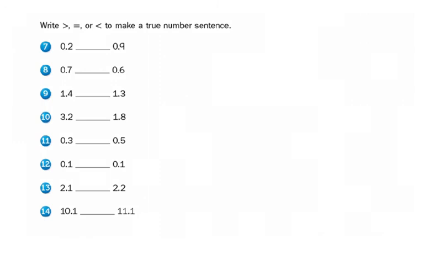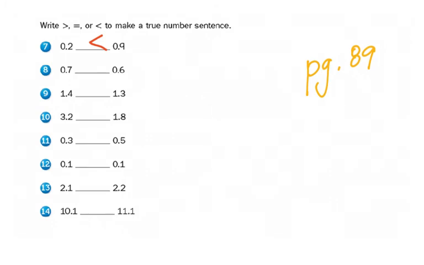Now we're going to take a look at the bottom of journal page 89. We're going to put a greater than, equal, or less than sign to make the number sentences true. Here's how I would go about doing it. Go ahead and compare the whole number. What's before the decimal? 0 and 0. They're the same. So let's go to the next number, 2 and 9. Which is larger? So we would say 2/10 is less than 9/10.